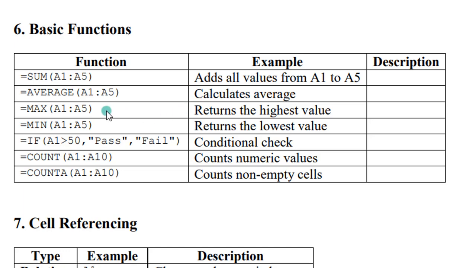The same thing with the function max. The function max is used to give us the maximum amongst a given range. So it's going to return the highest value among the range A1 to A5. Min returns the minimum value.